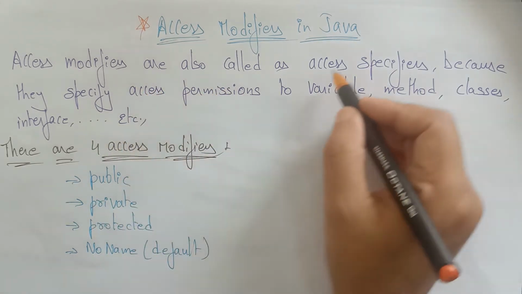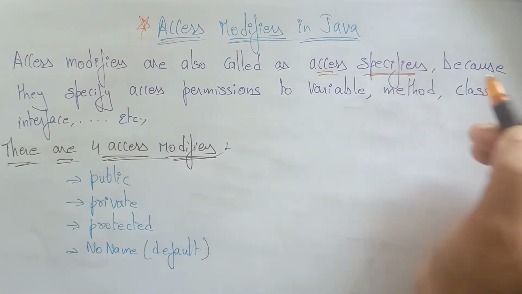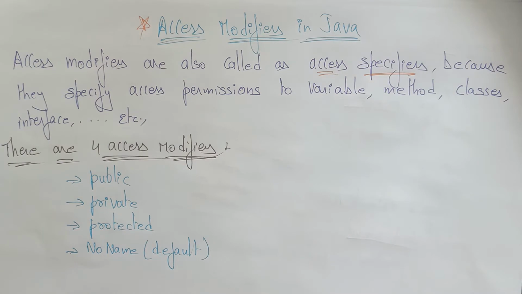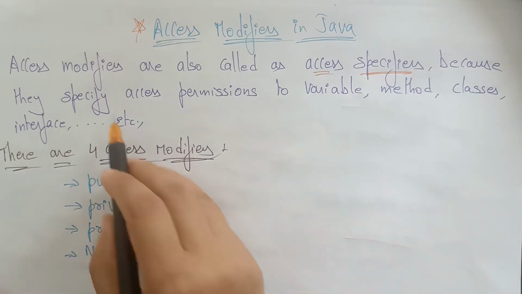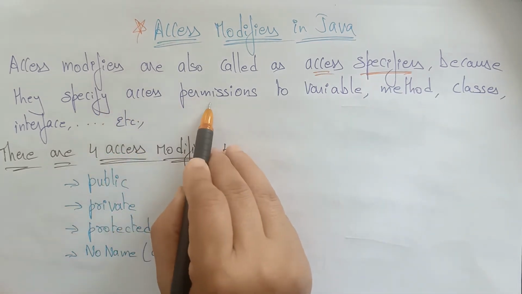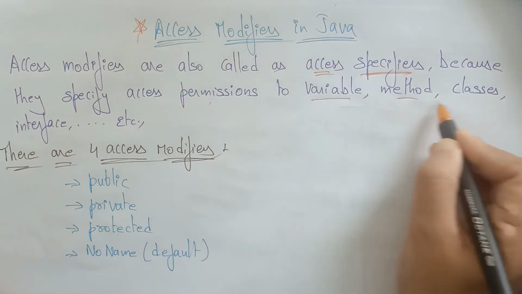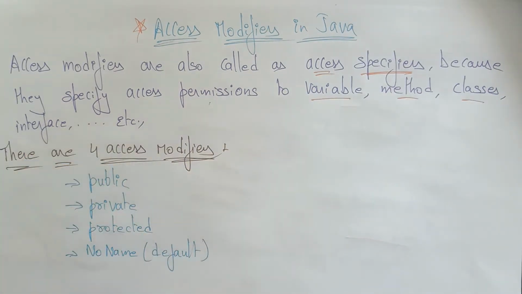Access modifiers are also called access specifiers. So don't get confused if you see the word access specifiers. Both are the same. Modifiers and specifiers are the same, because they specify access permissions to variables, methods, classes, interfaces, etc. We are giving permissions to the variables, methods, classes, interfaces and more.